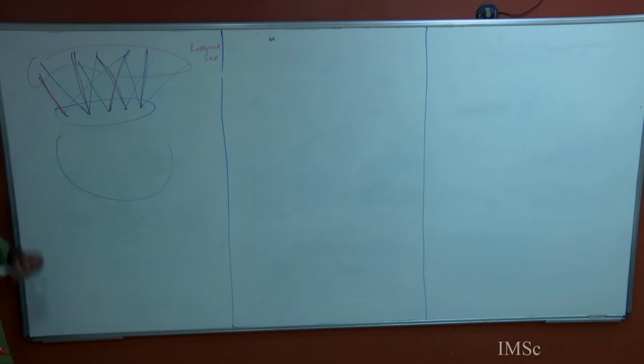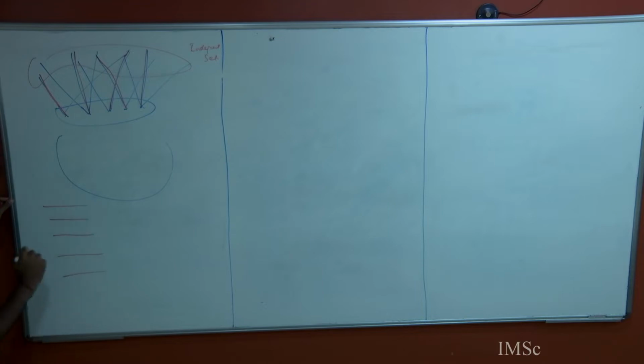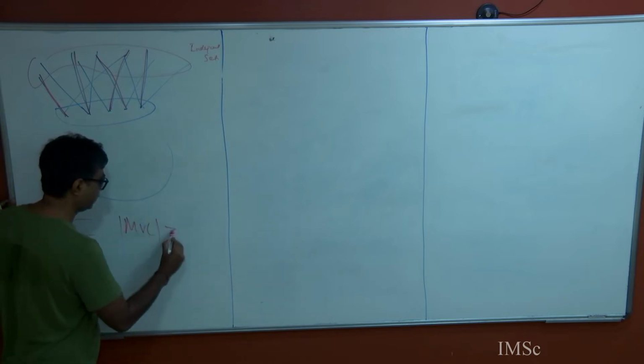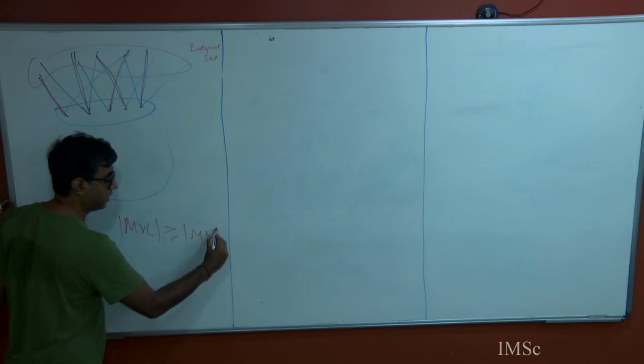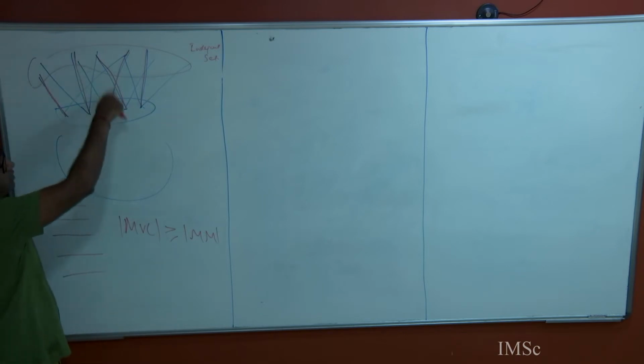Now look at this matching. Notice that if I have a matching of 5, what can I say about this? It forms a lower bound on the vertex cover. Any minimum vertex cover is greater than or equal to the max matching, because at least you have to cover those edges, if not anything else. So I need to cover these edges.